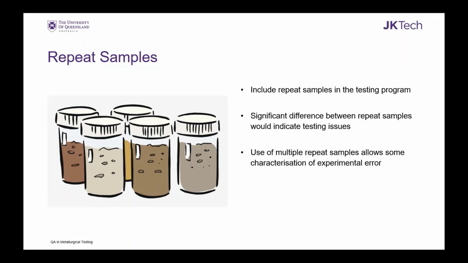I would recommend this. As I said, it is reasonably simple and cheap, especially for large programs when you're running 100, 200, 300 sample programs for geomet testing, for example. Chucking in a few repeat samples is a great way to start looking at what you're getting in your results and start putting some numbers on those error bars and the variance that you see in the results.